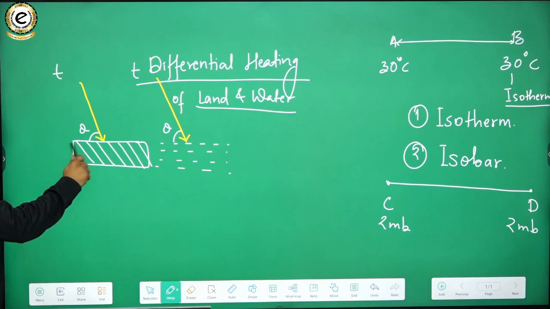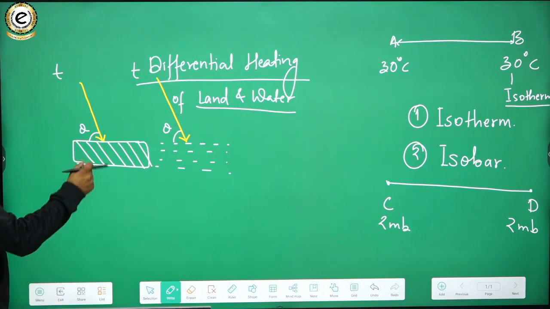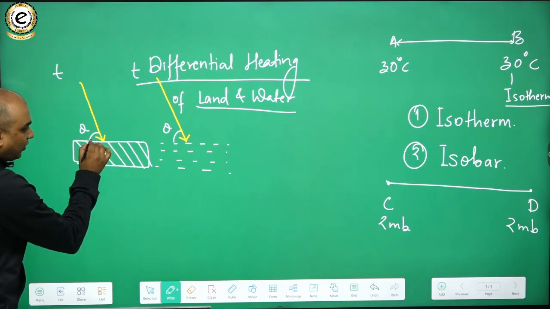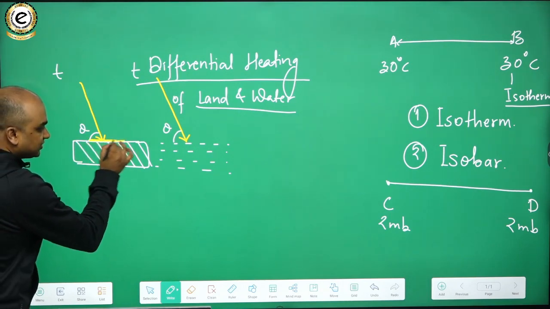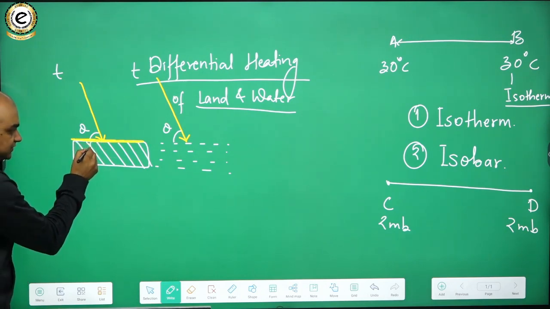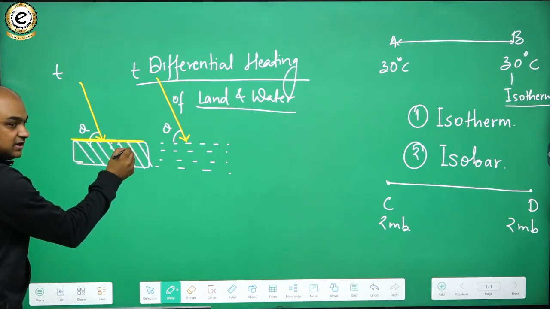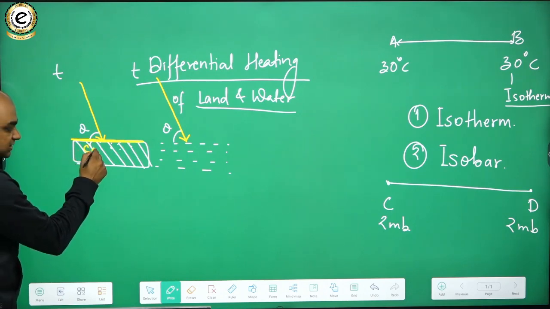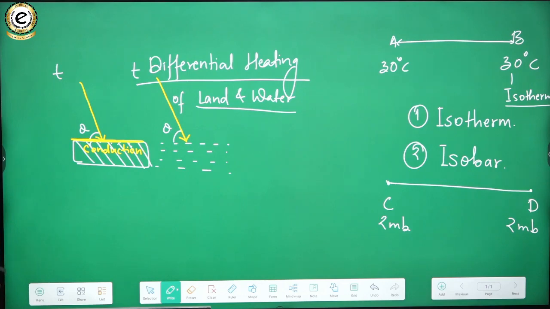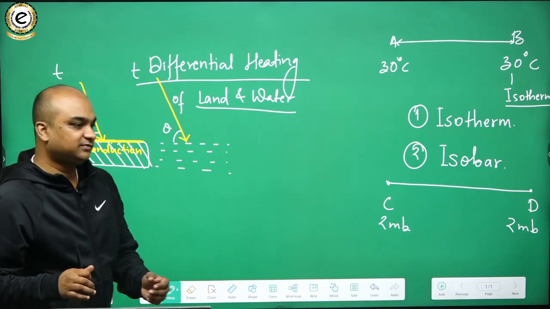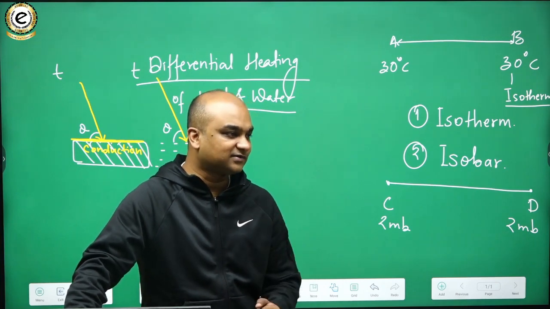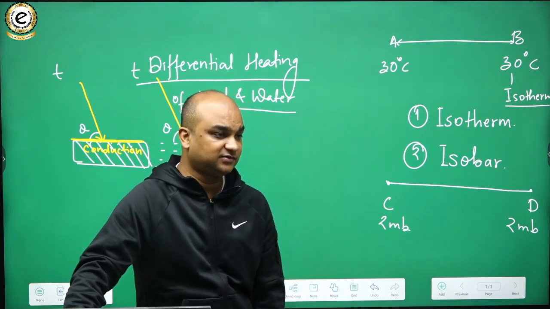Now, land is opaque. It won't allow light to travel to lower layers. That's why all the heat would get concentrated at the top layer. There would definitely be some transfer of heat to the lower layers, but this would be conductional heat transfer. And what kind of conductors are rocks or soil? Are they good conductors or bad conductors? Very bad conductors. Do you understand that?